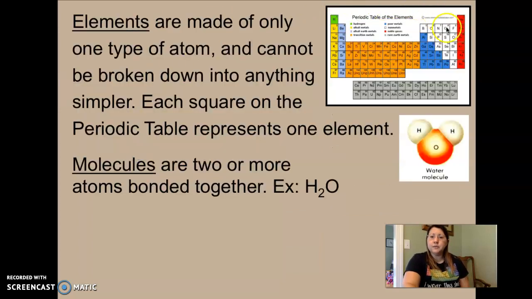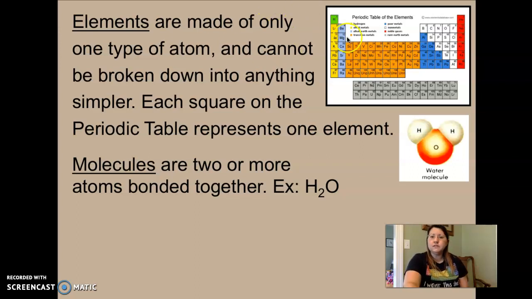So our fancy little periodic table here, this is very important to chemistry, and it organizes a lot of information, and it helps scientists to be able to share information as well. So this is the periodic table of the elements. So elements are made of only one type of atom. So for example, the element gold is only made of gold atoms. The element oxygen is only made of oxygen atoms.